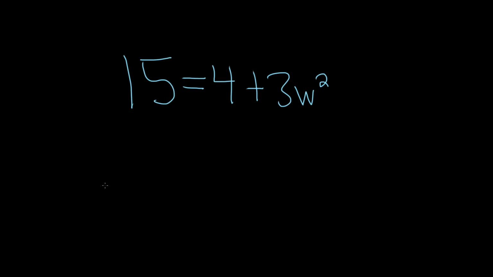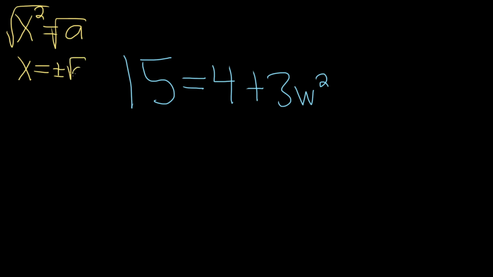The square root property says that whenever you have a variable squared, say x, and it's equal to a number, and you're trying to solve for the variable, what you can do is simply take the square root of both sides. If you do that, you'll get x on the left-hand side, and on the right-hand side, you'll get a plus or minus. That's the key point.